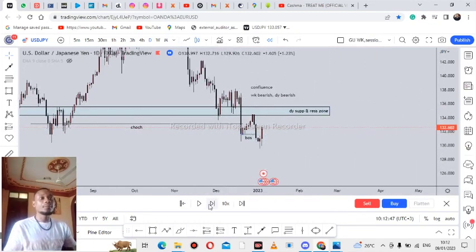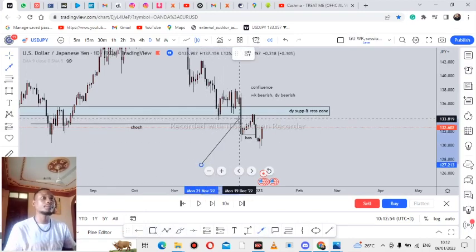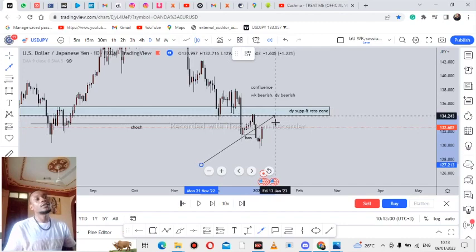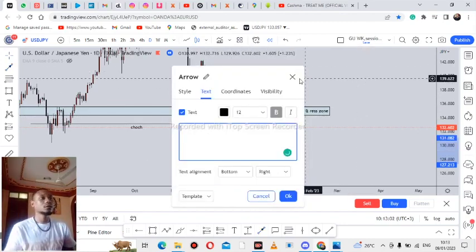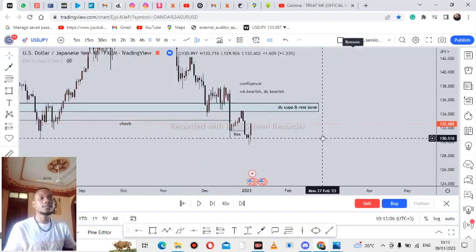You know that the previous support becomes a resistance when you break the structure. This was the previous support. When we break the structure, it becomes a resistance. So I was expecting a second push around here so that we can continue with being bearish. But where do I exit my trade?